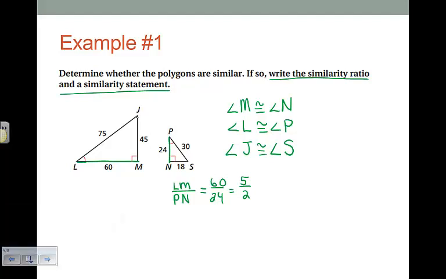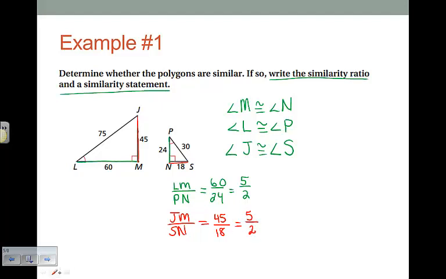Alright, for my next ratio, I'm hoping I'm going to get 5/2. So this time I'm going to do JM, and I'm going to have to do SN. So JM to SN. JM is 45, SN is 18, 9 goes into both of those. 9 goes into 45 5 times, 9 goes into 18 2 times.